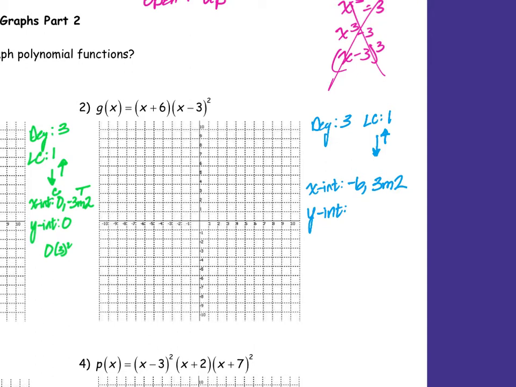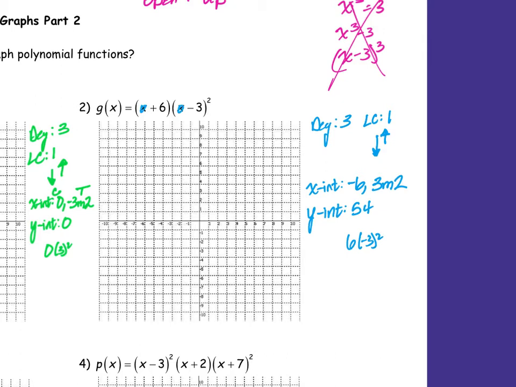I think it'll be positive 54, just because -3 times -3 is positive 9, right? Is that right? 6 times -3 squared. Positive 54? I think that should be right. Yeah. Okay.